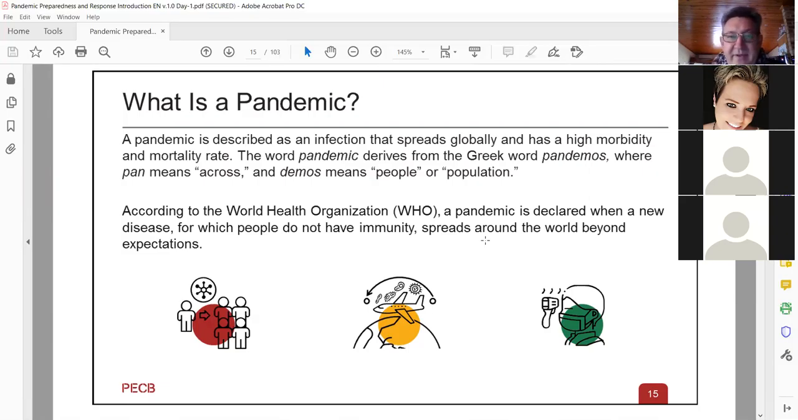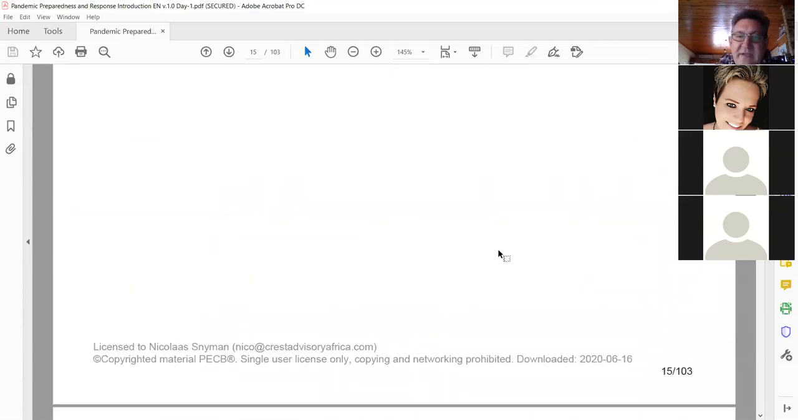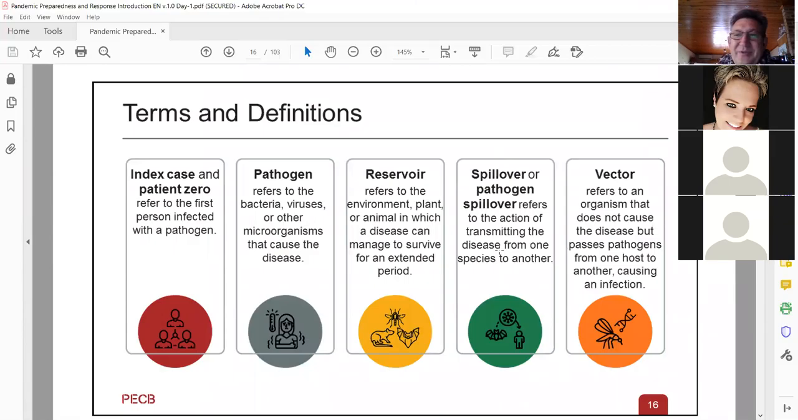that caused this. So what is a pandemic? A pandemic is described as an infection that spreads globally and has a high morbidity and mortality rate. The word pandemic derives from the Greek word pandemos, where pan means across and demos means people or population. That's fairly nice. According to the World Health Organization, a pandemic is declared when a new disease from which people do not have immunity spreads around the world beyond the expectations. And this is exactly what has happened with COVID-19. I think we are not only living history, we are also making history in our resilience to this virus. So there's a few terms and definitions.